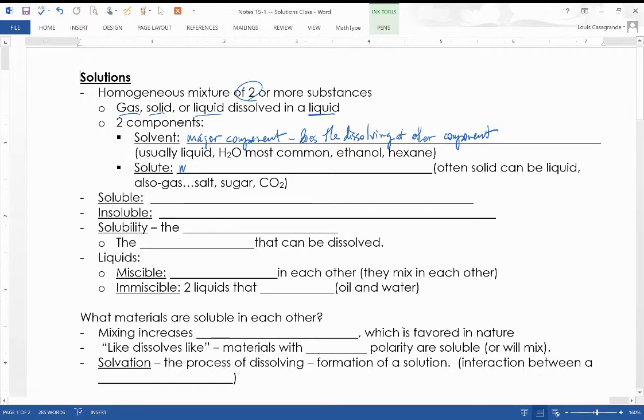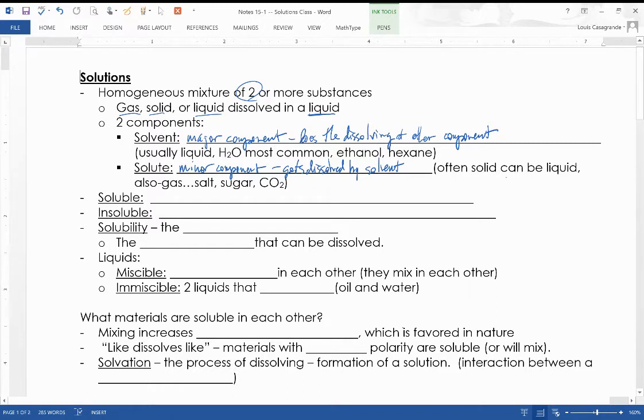A solute is the other part. It's the minor component. So it's usually the one that's present in less of an amount, and it's the one that gets dissolved by the solvent. So you can think of it as the one that's passive here.